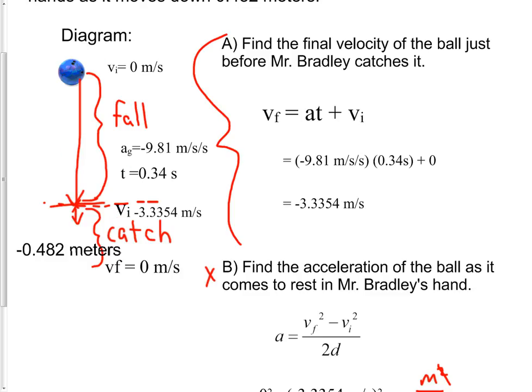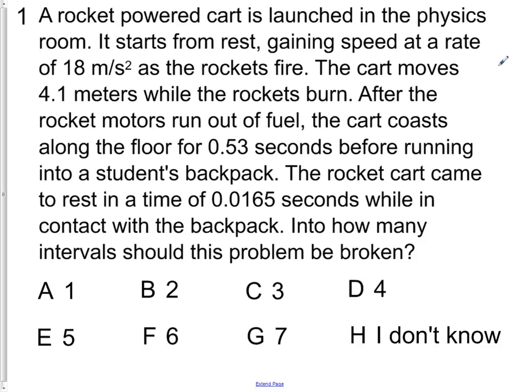All right, let's do some follow-up questions and see how well you understand the concept of intervals and where to break a problem up into parts. So here we've got a clicker problem. What I'd like you to do is read it and then take a minute to discuss with the person next to you and decide upon an answer.